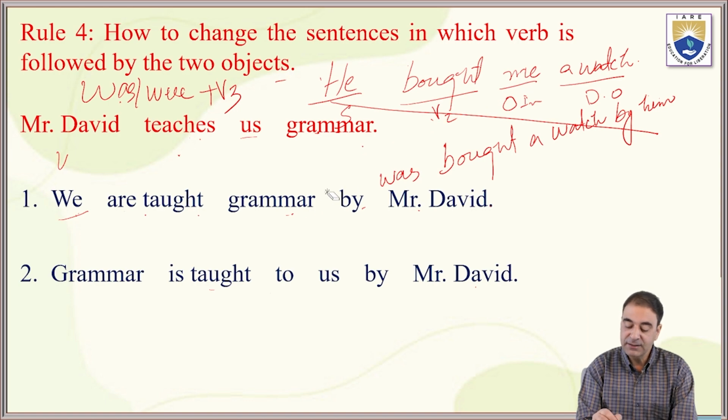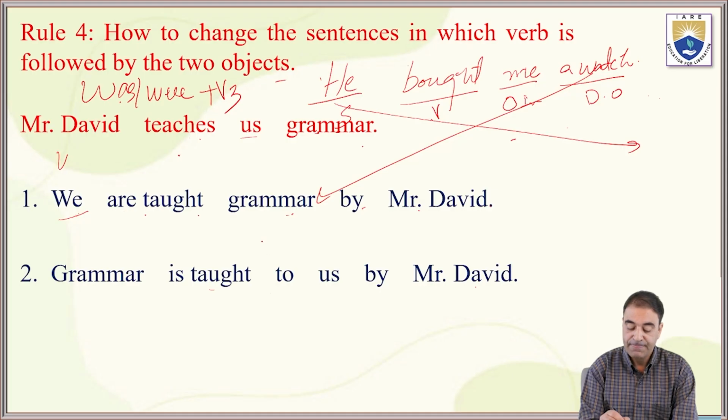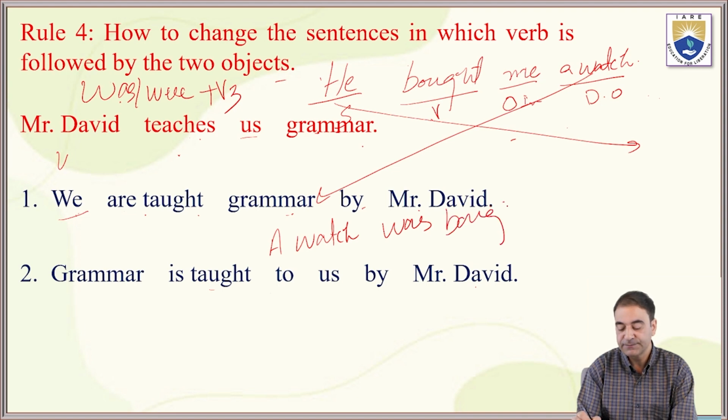Now, if we make a direct object as a subject, like here, we have to introduce two phrases. A watch, again this is singular, and with singular we use was. A watch was. Then verb in third form, a watch was bought. Here after the main verb, we have to introduce two phrases. A watch was bought to me by he will change into him.